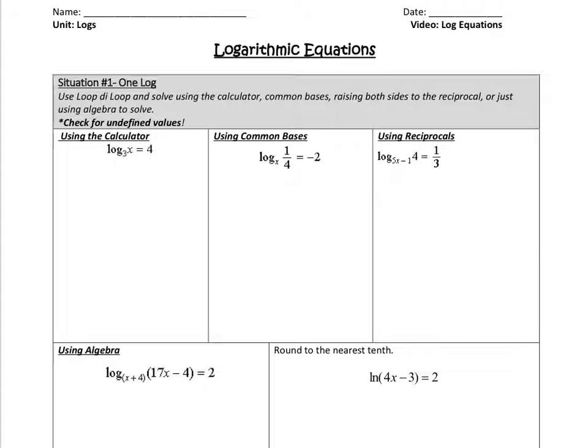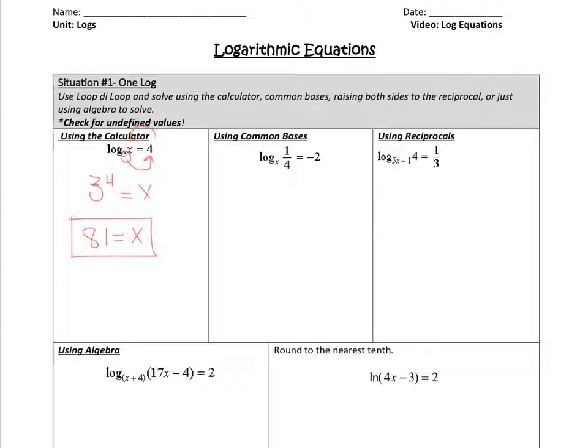So let's look at the first situation. Again, look at all of these. They all have one log, or ln. ln is the same type of thing. So the way that we solve them is we use the loop-de-loop. Circle the base, go up to the power, and come back down. So 3 to the 4th power equals x. What I mean by using the calculator is just put in the calculator 3 to the 4th power. If you already know it, you don't have to, but the answer is just 81. So that's one that is simple and it works nicely.